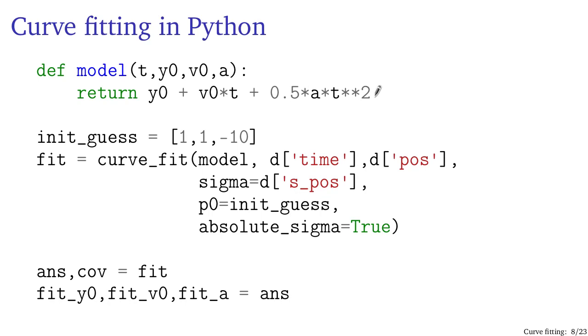We need to give it a new initial guess now since we have three parameters. So let's say the initial position is 1, the initial velocity is 1, and the initial acceleration is minus 10. Perhaps we think it's on Earth, so the acceleration ought to be minus 10 meters per second squared.